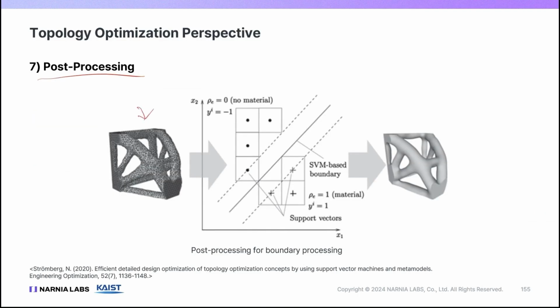If the design produced by topology optimization has a very rough surface, as you can see, for example, this specific approach utilizes a support vector machine. If you train a support vector machine to effectively differentiate and distinguish between the inside and outside of a certain surface using this data, the resulting prediction generated by the model will come out looking very smooth and consistent.